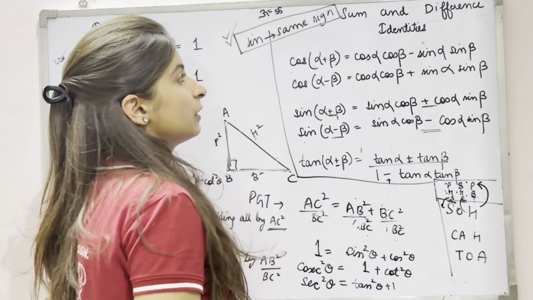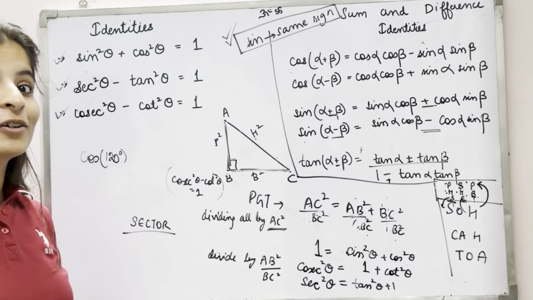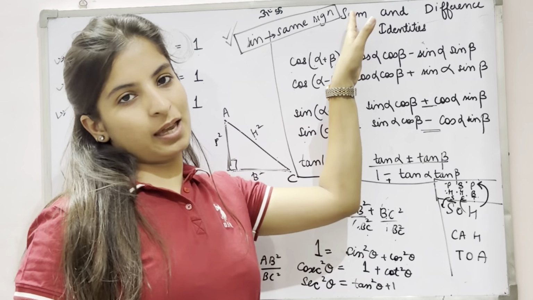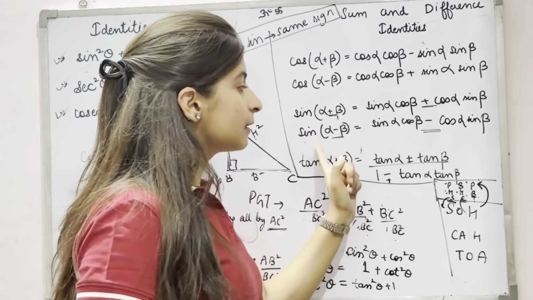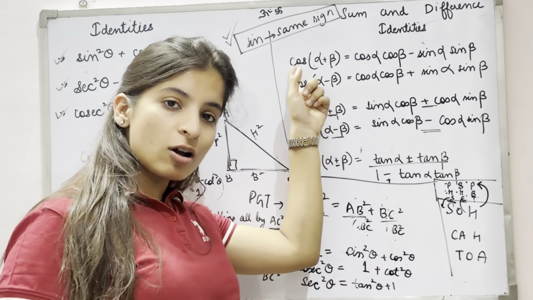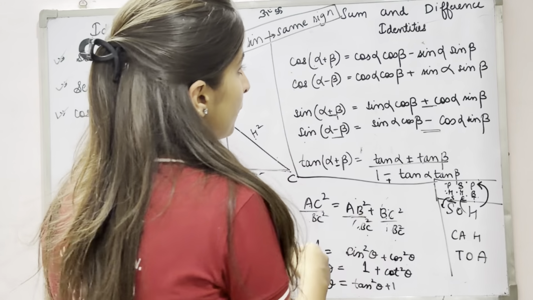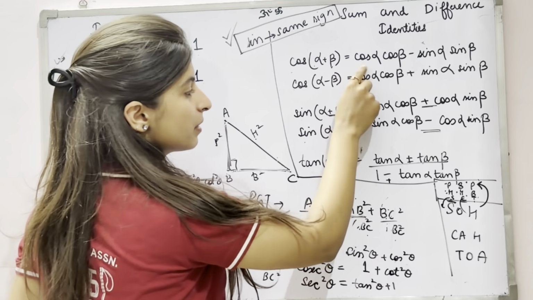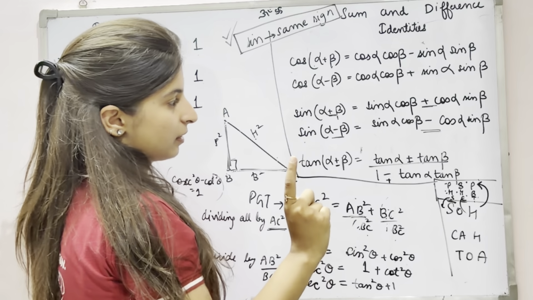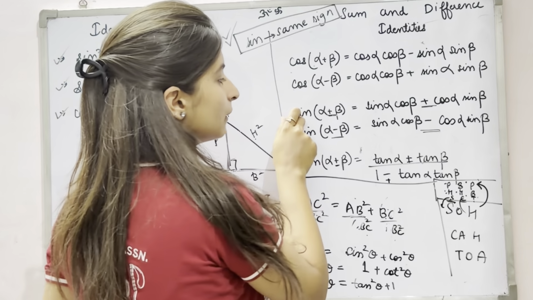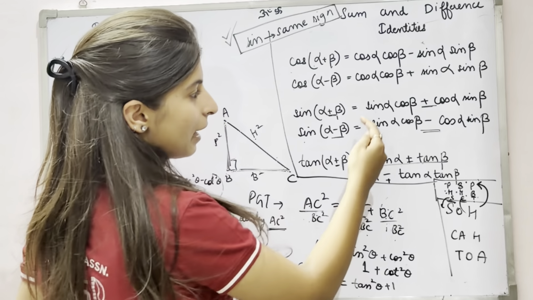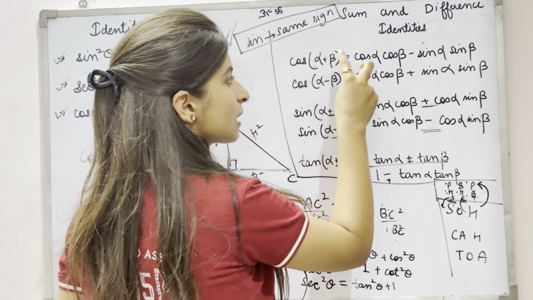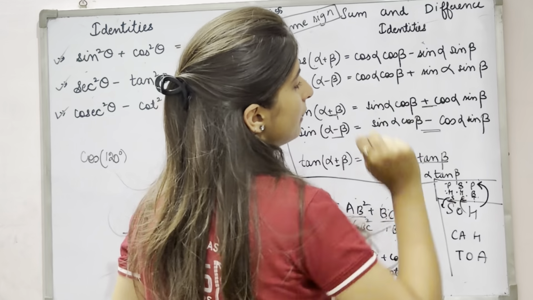Cos does not follow. Sine follows the same sign, whereas in the case of cos, the sign gets reversed. Now, cos frames the pair; sine does not frame the pair. Sine does not have the same pair. It has one sine, another cos, one sine, another cos, whereas cos has both the cos together, both the sine together.